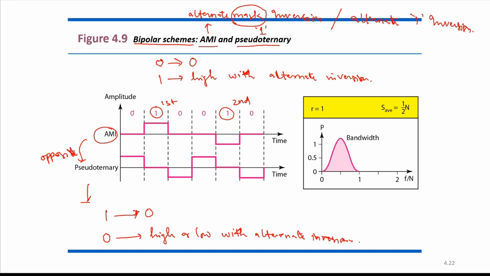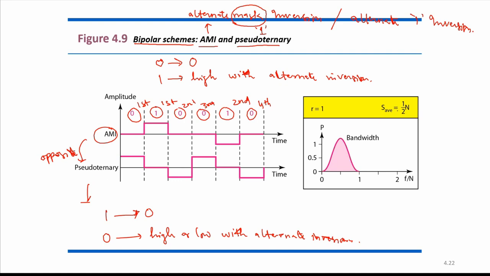Then again 0. This is the first 0, and this is the second 0. The second 0 will be represented by its alternate inversion, so if the first is high, it will be low or negative. Then the next 0 is coming, that means it is the third one. The third 0 will be the inversion of this one, so since it is negative, it will be positive. Then the fourth 0 is there. The third 0 was high, so the fourth 0 will be low. Otherwise, whatever ones are there will be 0 only. So this is the pseudo ternary.